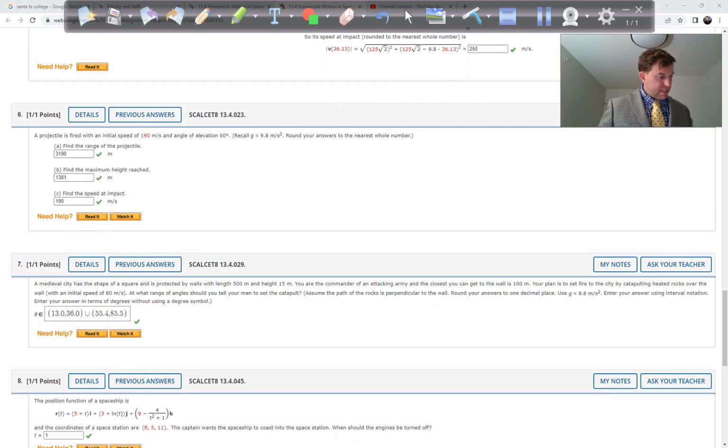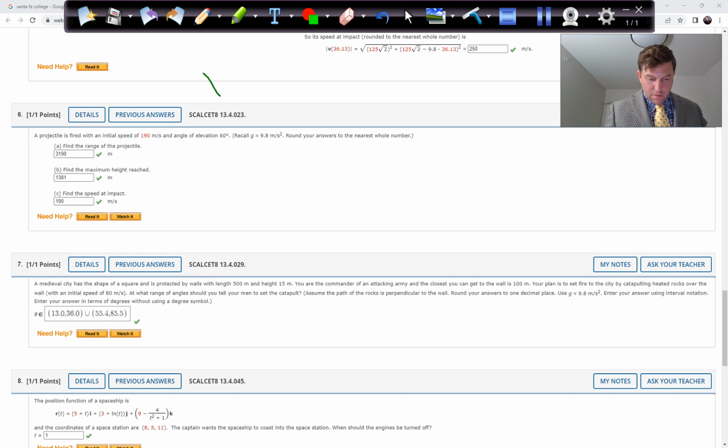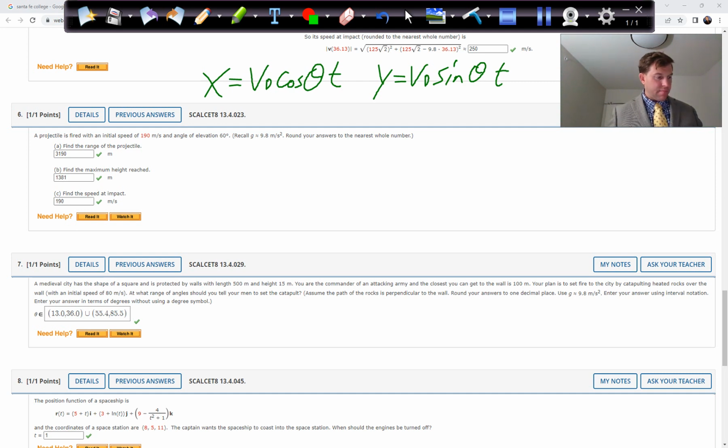Okay, so problem 6 is basically the same thing, but we have different numbers. So x, what we learned in the last problem, is the initial velocity times the cosine of the angle of elevation times t. Y is the initial velocity times the sine of the angle of elevation times t. And is that all we need? Yeah, that's all we need.